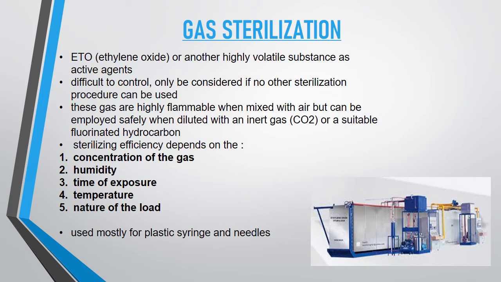So I'm going to explain about the gas sterilization method. The active agent of the gas sterilization process can be ethylene oxide or another highly volatile substance. This process is difficult to control because the gas is highly flammable, and it can only be considered if no other sterilization procedure can be used. The sterilizing efficiency depends on the concentration of the gas, humidity, time of exposure, temperature, and nature of the load. This sterilization process is used mostly for plastic syringes and needles.